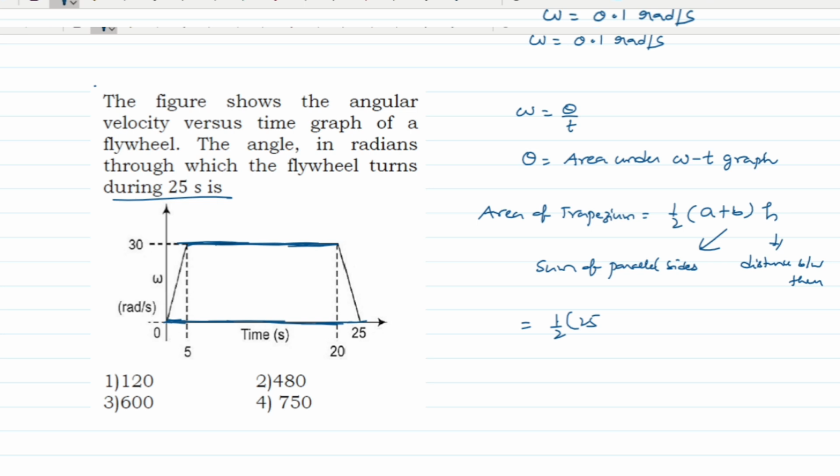So here up to here 25 they are talking about, and this is 20 minus 5, which is 15, the other parallel side, into h, the distance between them, which is 30. So here half of 25 plus 15, which is 40, into 30. So that's nothing but the theta value, which will be nearly 600. This is 600 radians, the rotation it is going to complete.